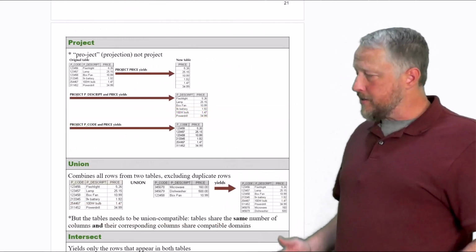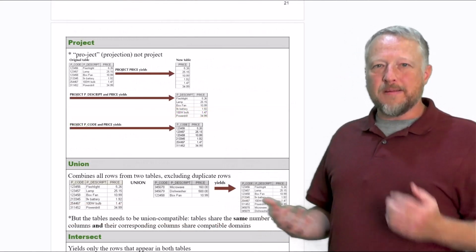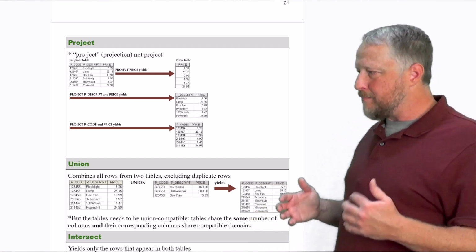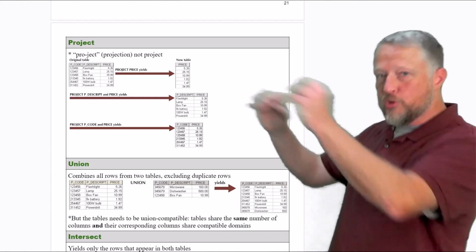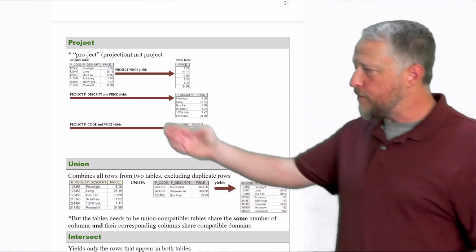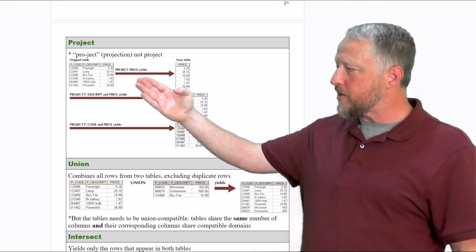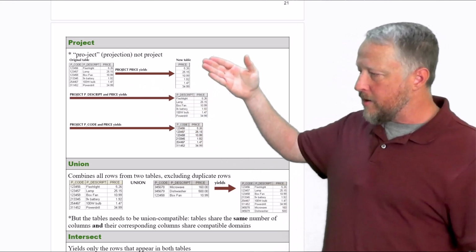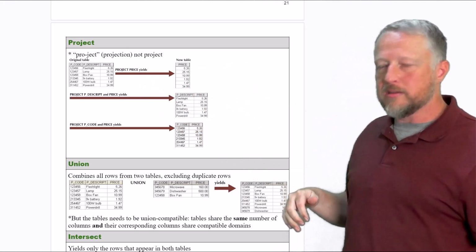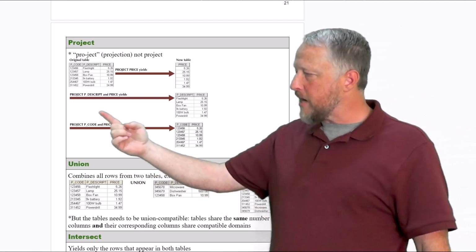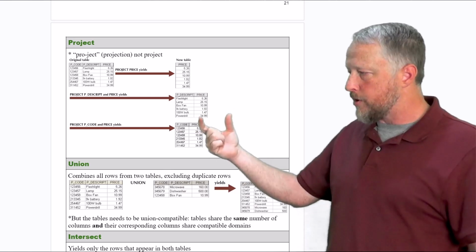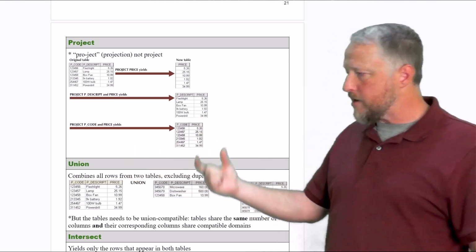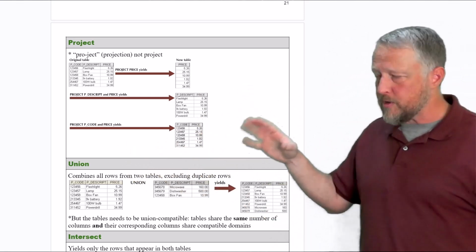Here's project, and I'm a big debugger type of guy. Notice I'm not saying project, I'm saying project, like projection. So if I wanted to project the price of what it yields, then it would just go ahead and display the price. If I wanted to project the product description and the price, I would get both of those. And then product code and price. So there's 3 different types I can get from this particular table.